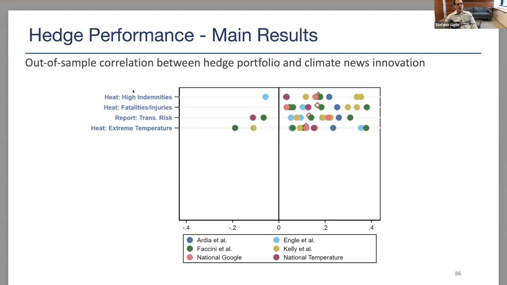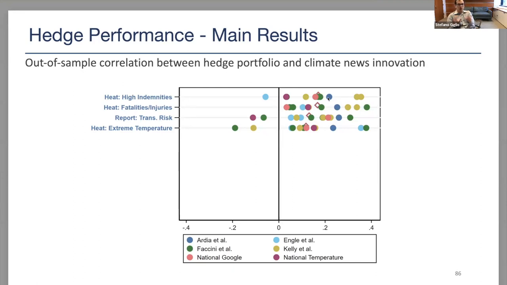So these are our four hedging portfolios, each built using a different measure of belief shock. And these are the out of sample correlations that you get with each target, okay? So to give a simple example, look at this blue measure here. It's an expanded version of a Wall Street Journal measure. It says that our first portfolio, that is buying and selling stocks based on heat shocks that produce a lot of agricultural insurance payments, has a 20% out of sample correlation with the climate news shock built by ARC.